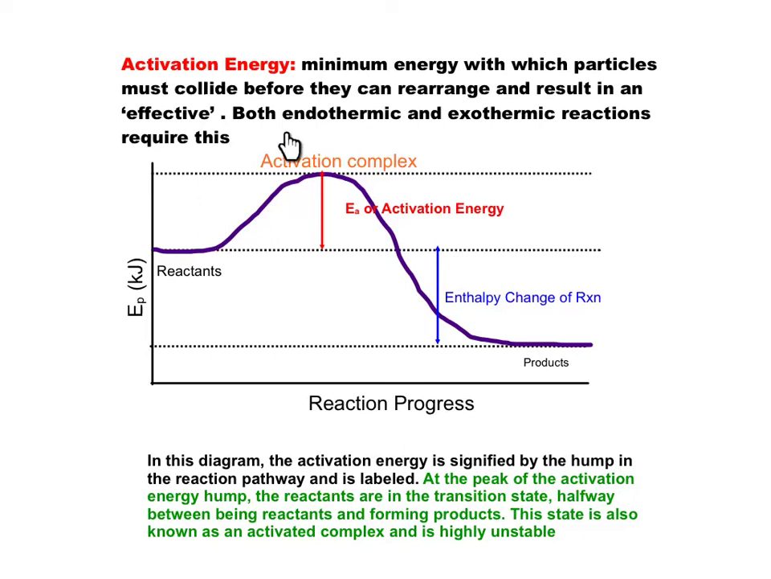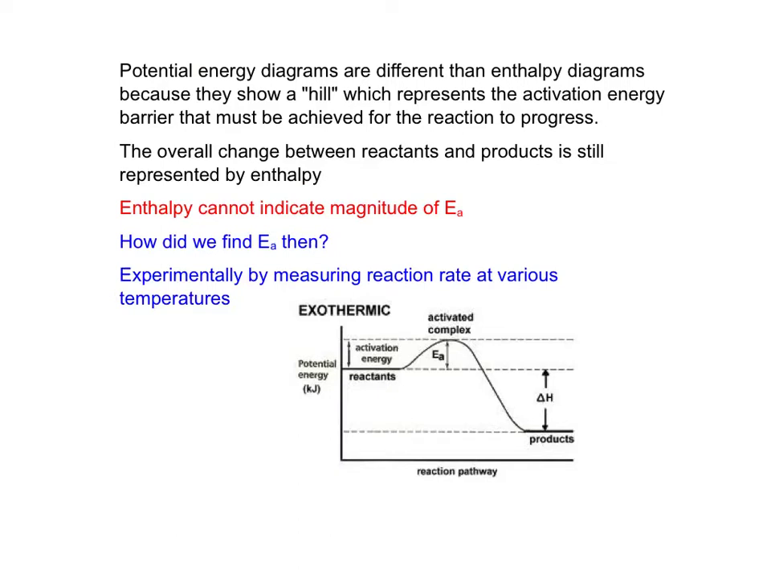This activation complex, or we can also call it the transition state, is very unstable. You will never be able to isolate it. We just know that it exists. This happens for both endothermic and exothermic reactions. It's just that the reactants and products would have different energy heights if it were endothermic. So the enthalpy change overall wouldn't be negative. It would be a positive one.